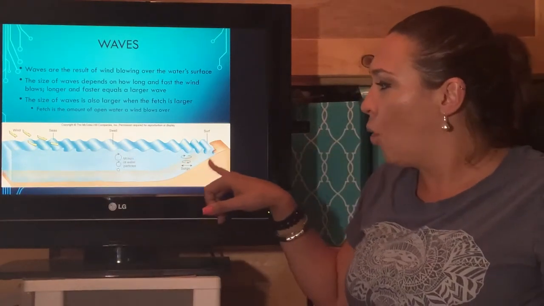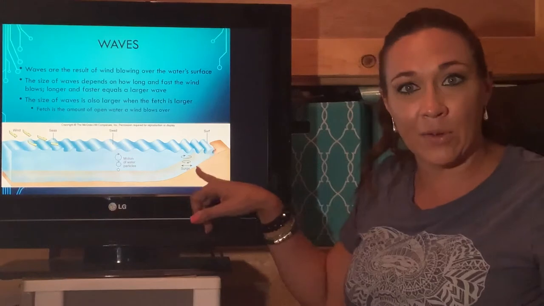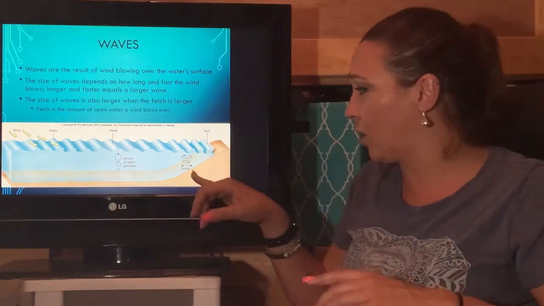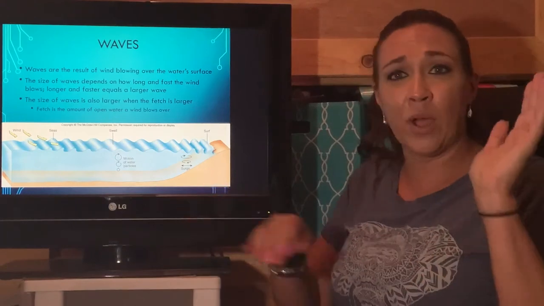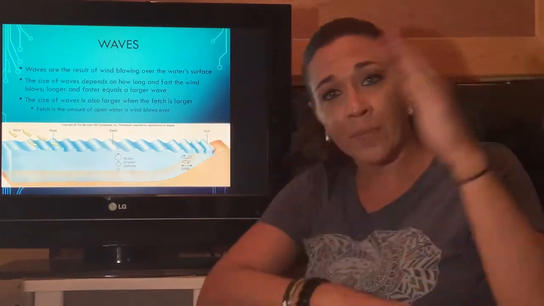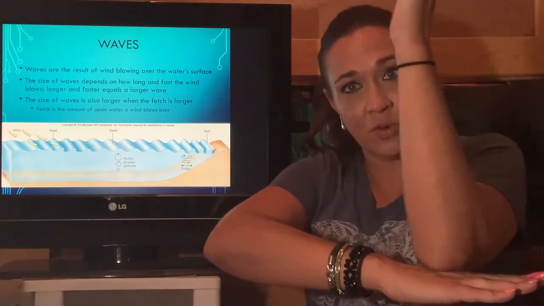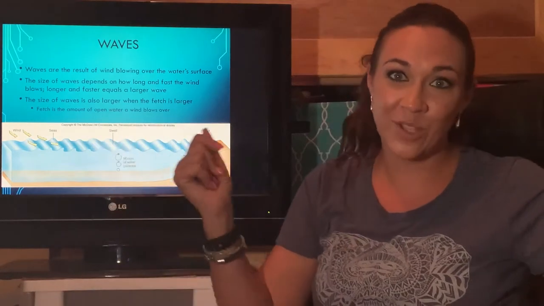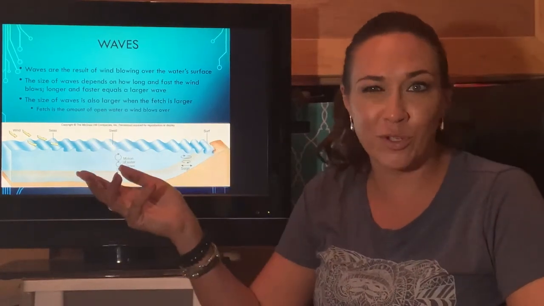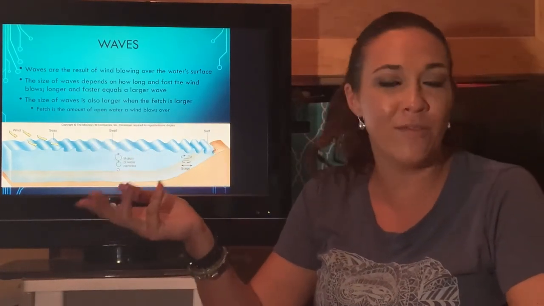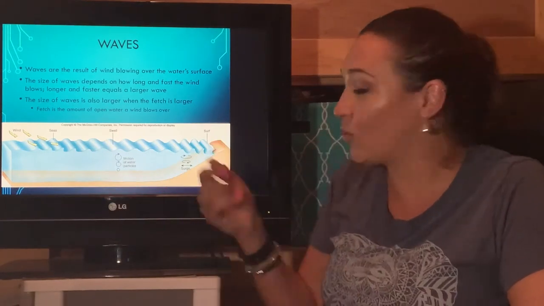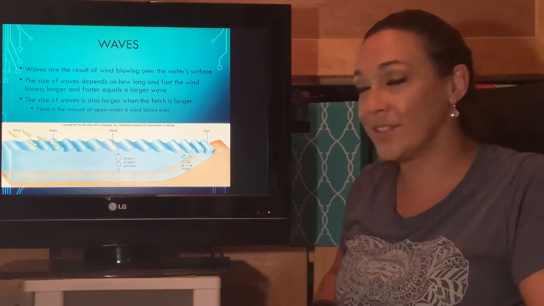Once you get this drag down here, the water on top is moving faster than the water down below. That's why your wave topples over, because it's dragging along the bottom. Then it gets shallower and shallower, and that's why you get the actual crashing of the waves. If you've ever gone to the beach and been hit by a wave, which you probably have, it's all because of the wind and the drag of the surface, which is pretty cool.